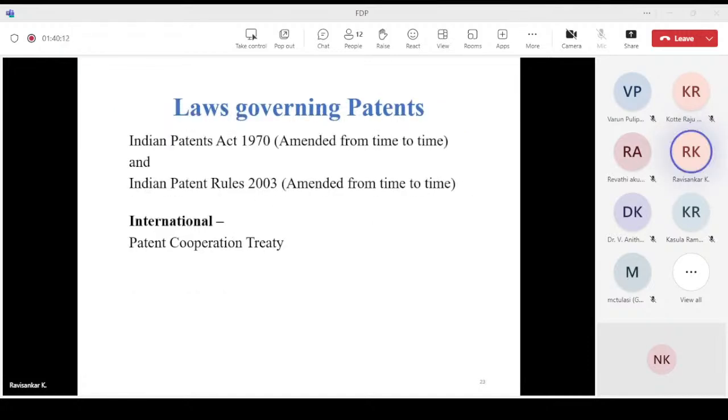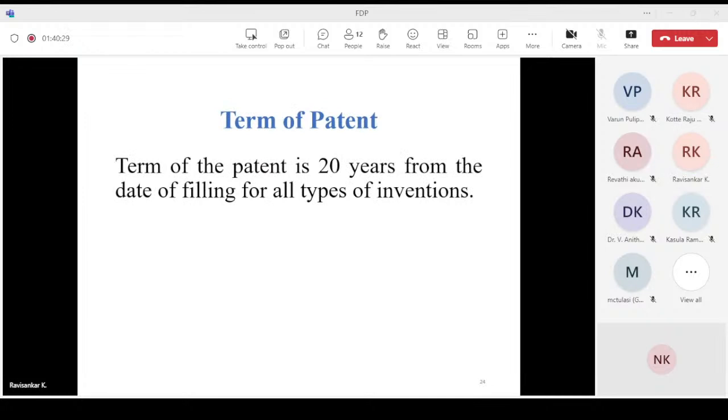Coming to the laws governing patents in India, it is the Indian Patents Act 1970, which has been amended several times, and the Indian Patent Rules 2003, which are also amended from time to time. Coming to the international level, our patents are governed under the Patent Cooperation Treaty. The term of a patent is 20 years from the date of filing for all types of inventions.